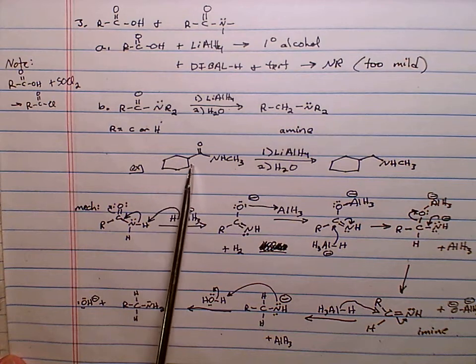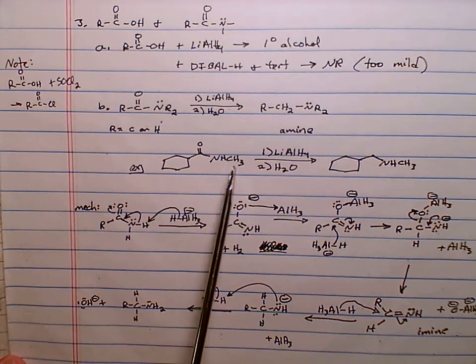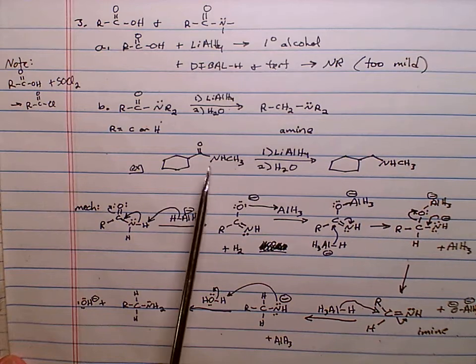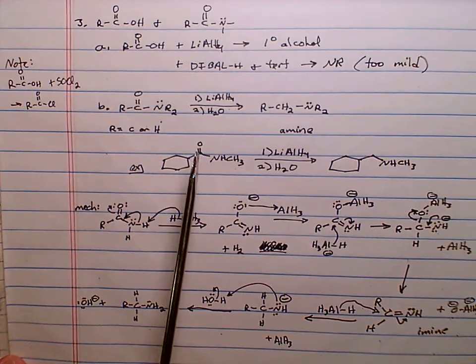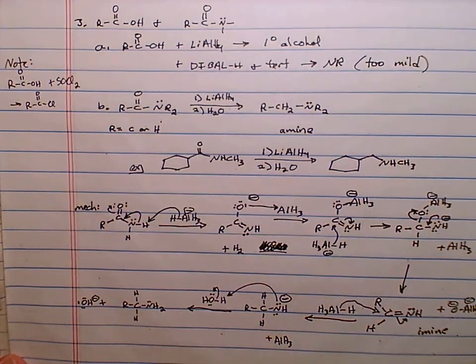So if you had, say, cyclohexane, carbonyl, NHCH3, lithium aluminum hydride, you're just going to add 2 hydrogens to this carbon here, and you get your primary amine.